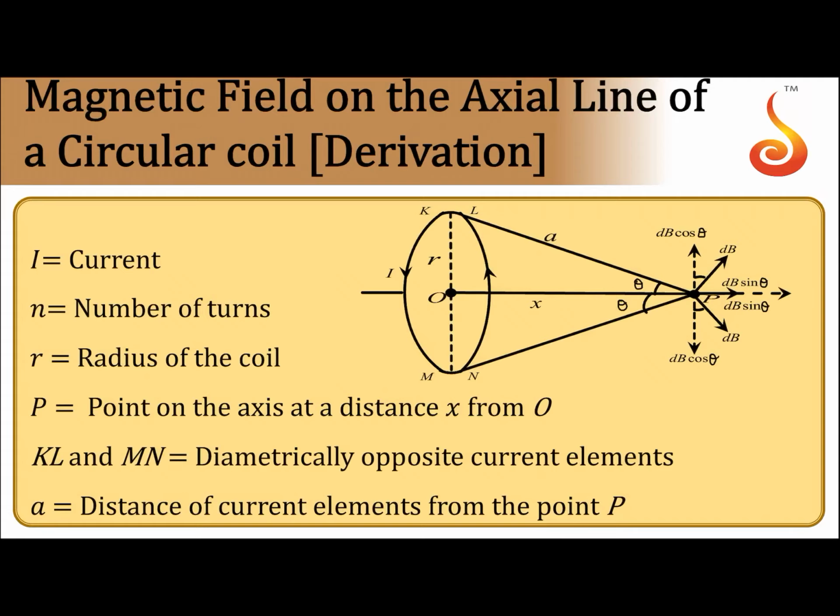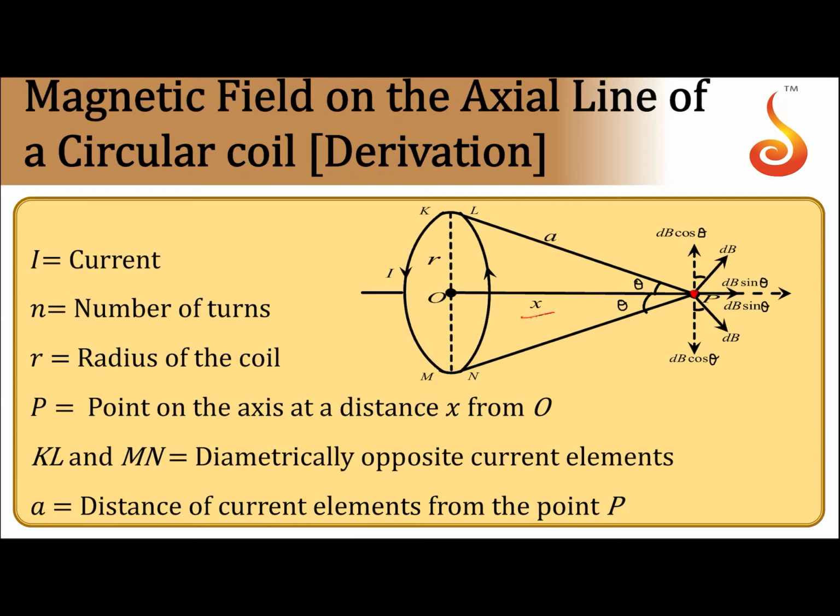Let us say I is the current through the coil, N is the number of turns, R is the radius of the coil. Now let us say point P is where we need to find the magnetic field due to this coil. It is lying along the axis of the coil at a distance x from the center of the coil. Now in order to calculate the field at point P, we have to apply Biot-Savart's law.